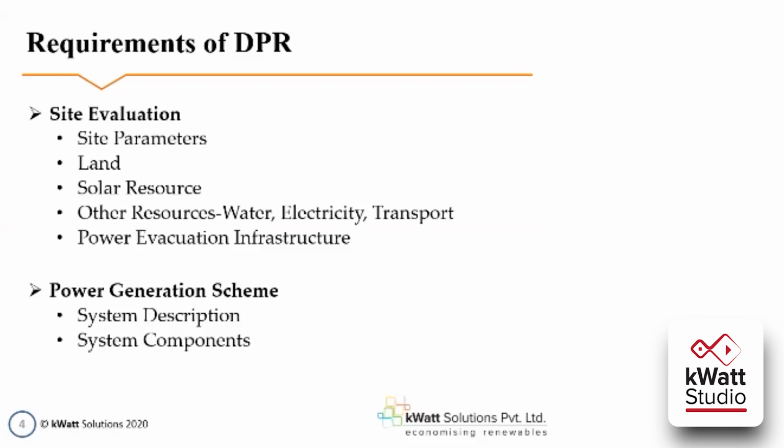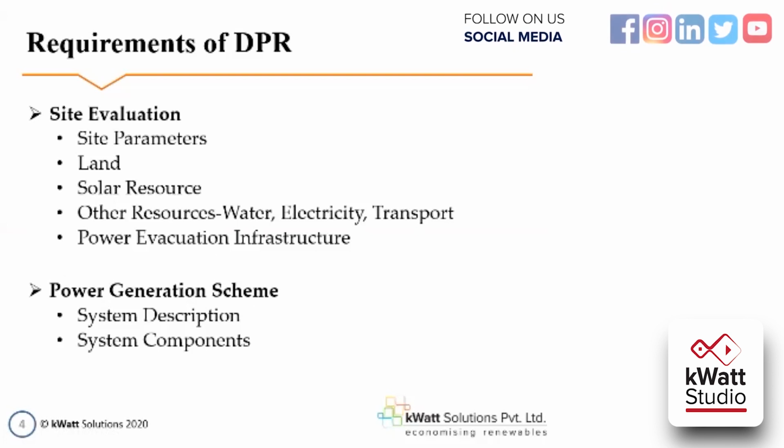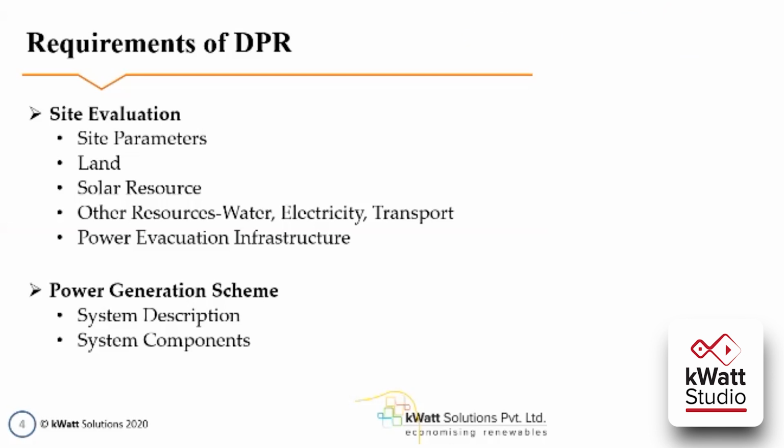In site evaluation, you will be adding site parameters. For site parameters, you have to go for the site assessment and the site survey. There you will see the climatic details and the land details. Under climatic details, you will see the minimum temperature, maximum temperature, and humidity. If it is a ground mounted system, then you have to go for soil testing. For earthing, you have to check the soil moisture and the quality of the soil.